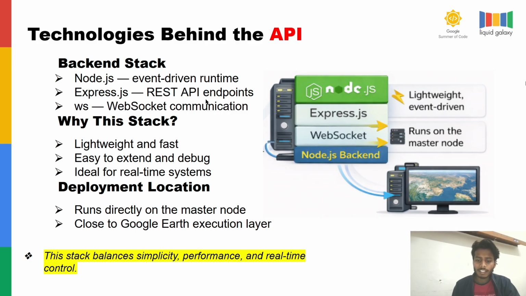It helps us create clean, predictable endpoints like triggering a camera move, loading KML, or checking the system state. It keeps the system organized and easy to understand. For the real-time communication, we use WebSockets. So here as WS, this is what enables that instant two-way communication we talked about in the previous slide. No waiting, no polling, just immediate updates.